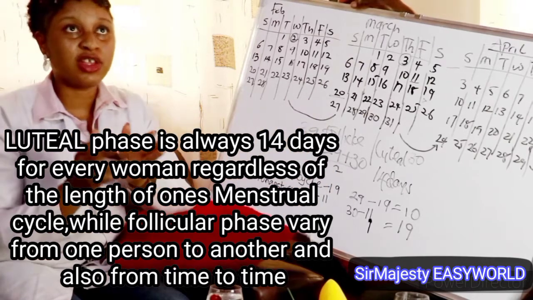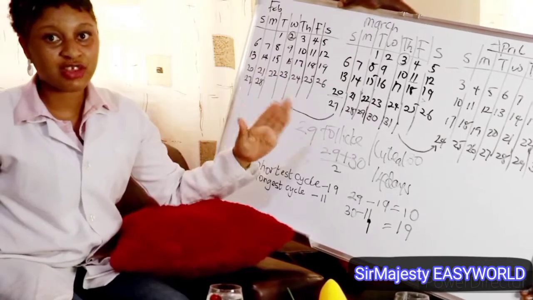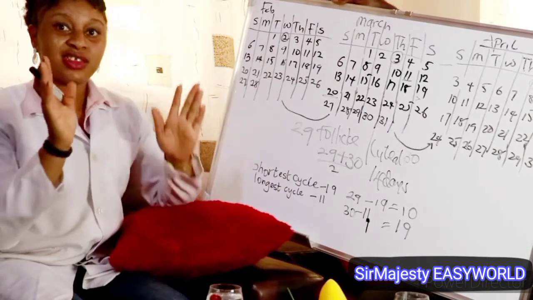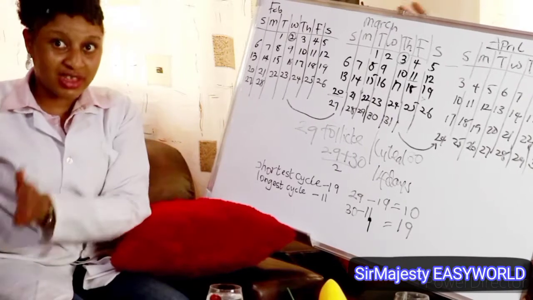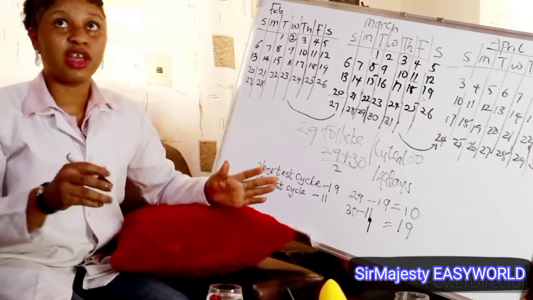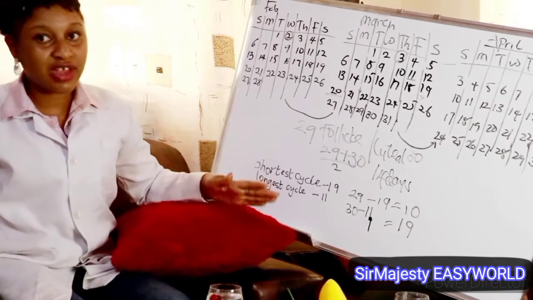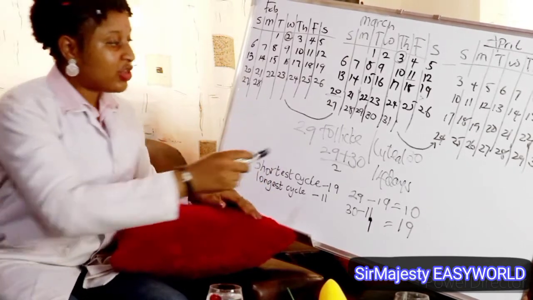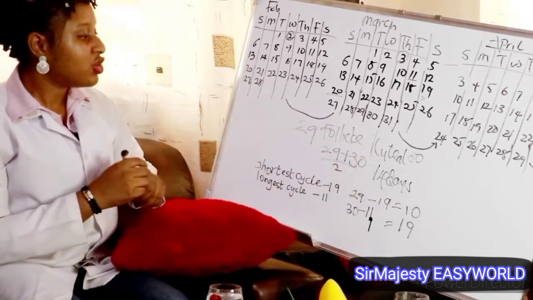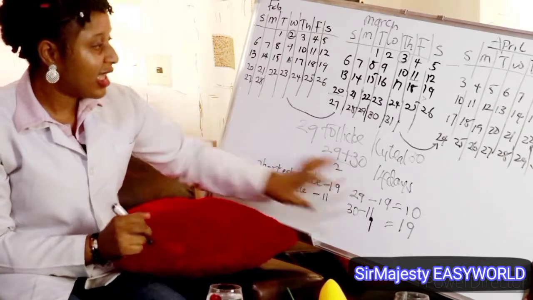So if your cycle is 28 days, you know that the luteal phase is always 14, and then the follicular phase is 14 days. If your cycle is 30 days, you know that the follicular phase is 16. The luteal phase is still 14 days constant, while the follicular phase is 16 days. If your cycle is 32 days, your luteal phase is still 14, always constant, while your follicular phase is 18 days. So in between the follicular phase and the luteal phase is when you have the ovulation. So let's calculate the ovulation period for someone whose cycle is 30 days.